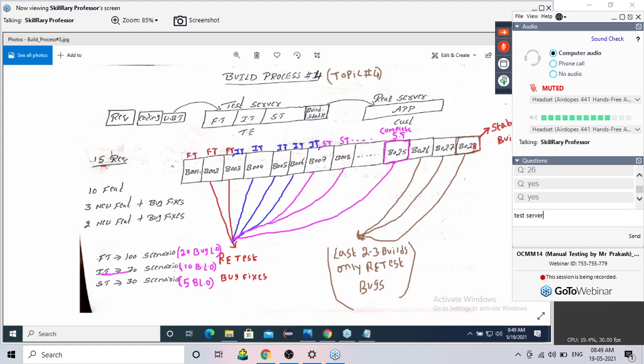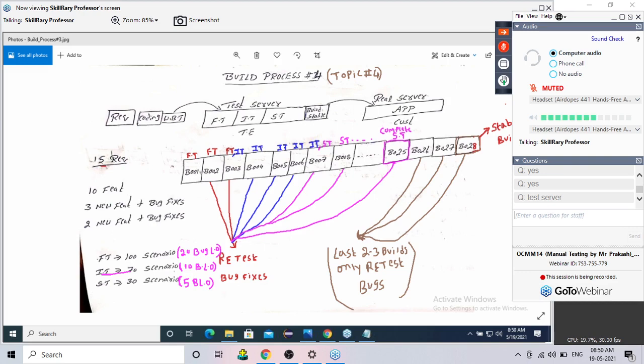Why production server only? Why in production server will you test? The server and environments concept I have neatly told. That means you have not attended. Until and unless the application is stable in the test server, why will you move it to production?